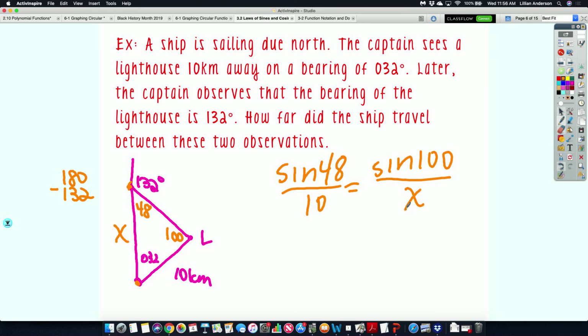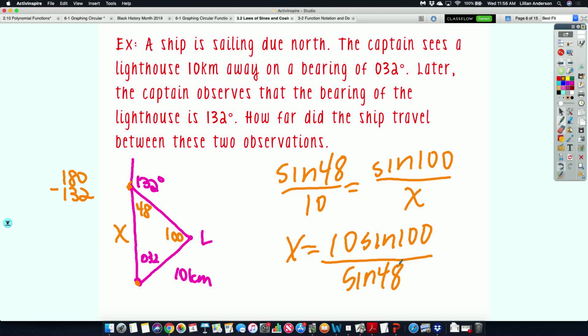So applying the concept of the law of sines, including a little bit of bearing, when you cross multiply and divide, because again, I'm not looking for an angle, so there's no need to do any inverse or anything like that. Type that in, and I get my answer. 13.3. Thank you.